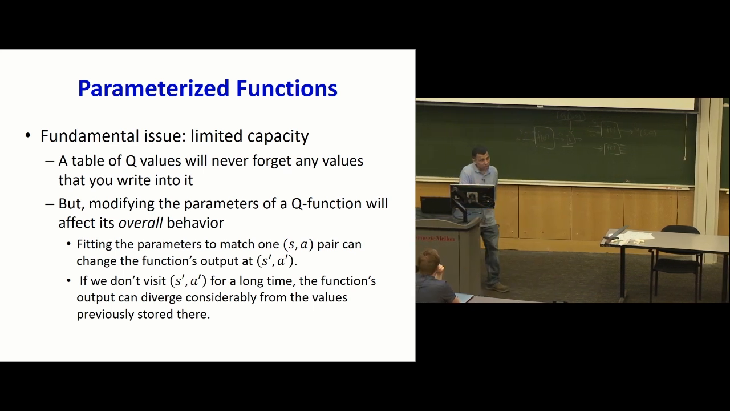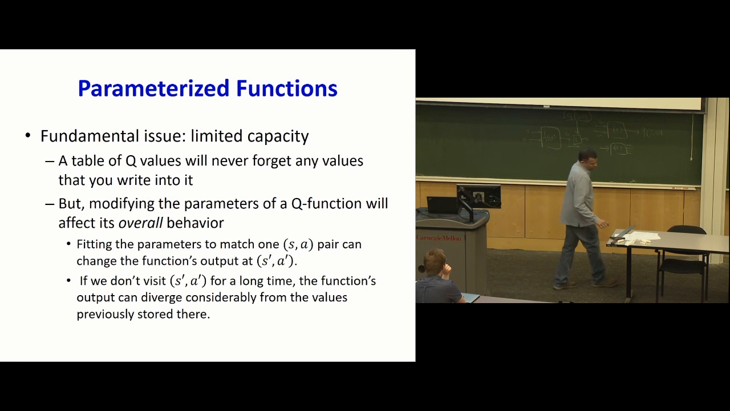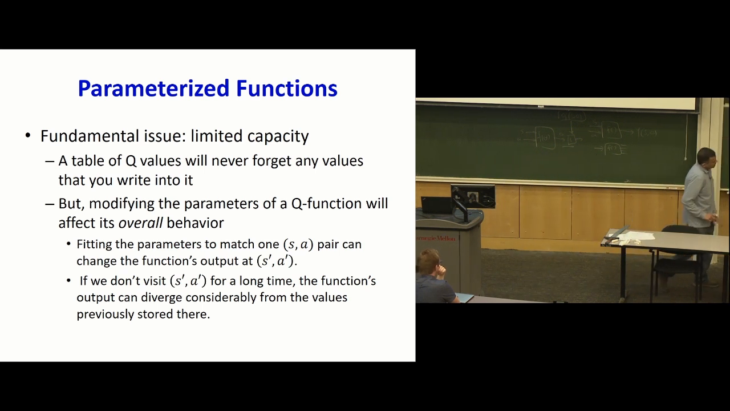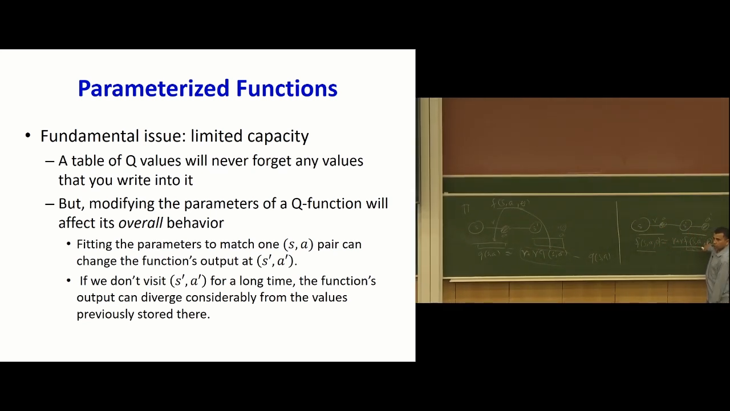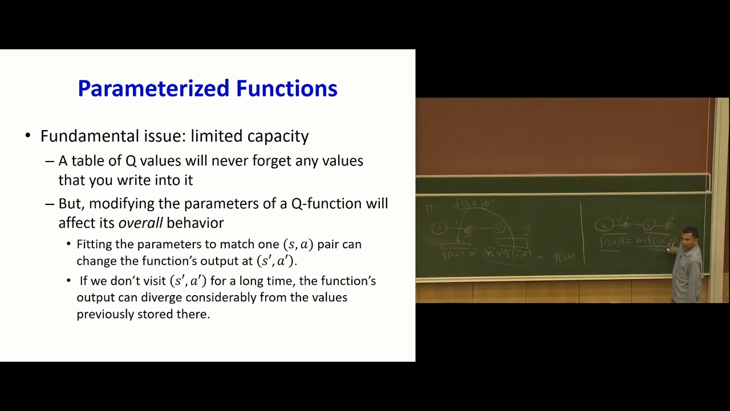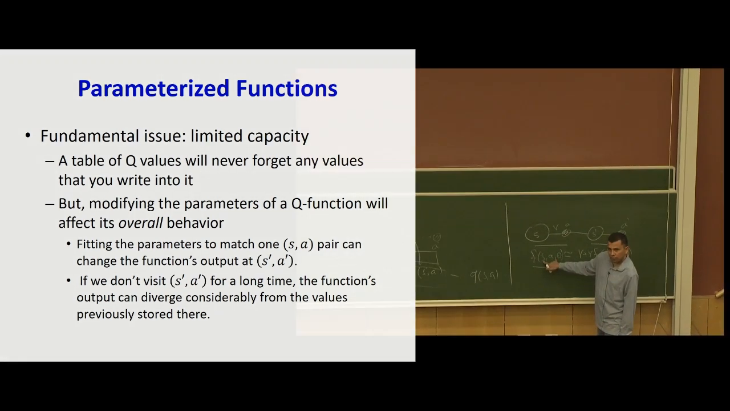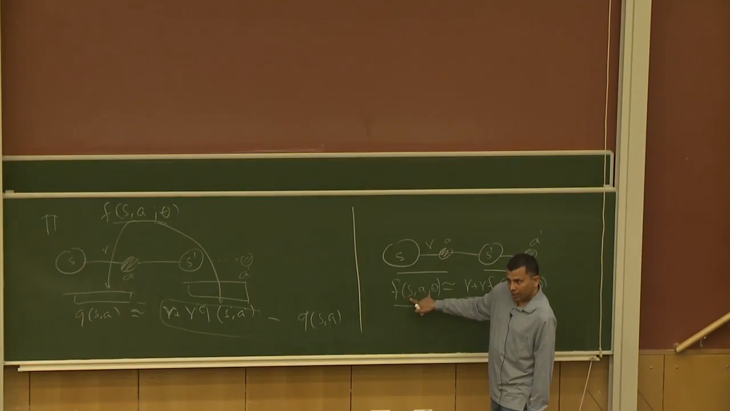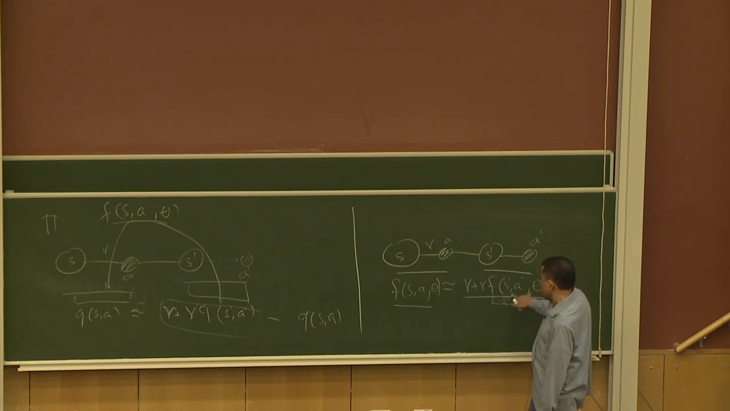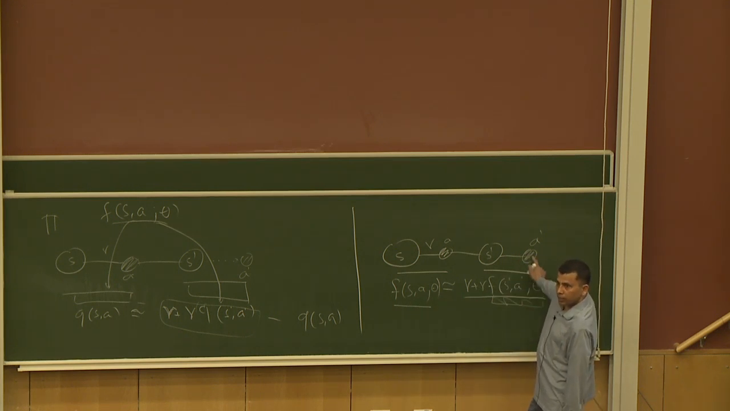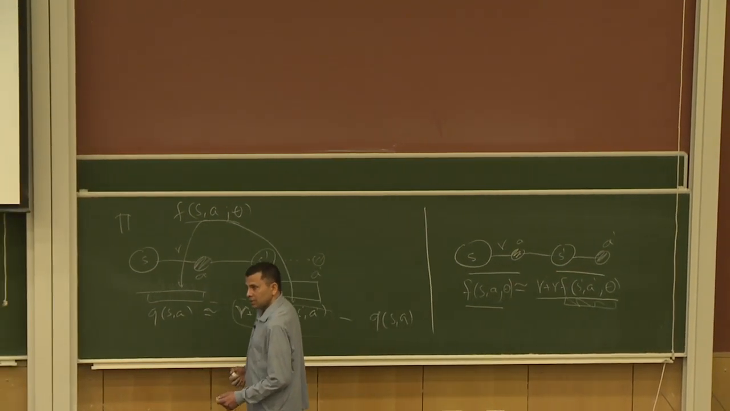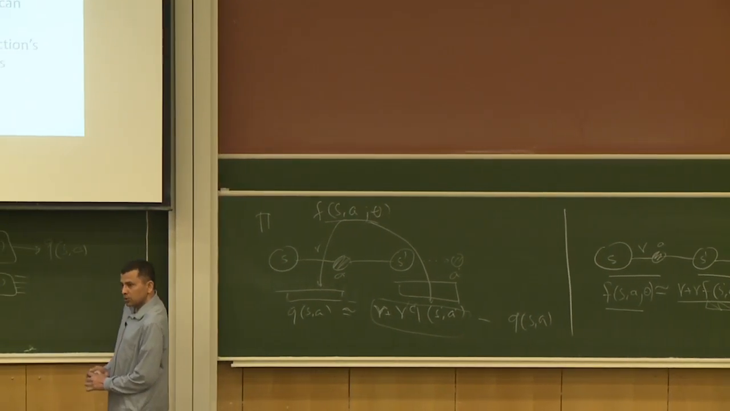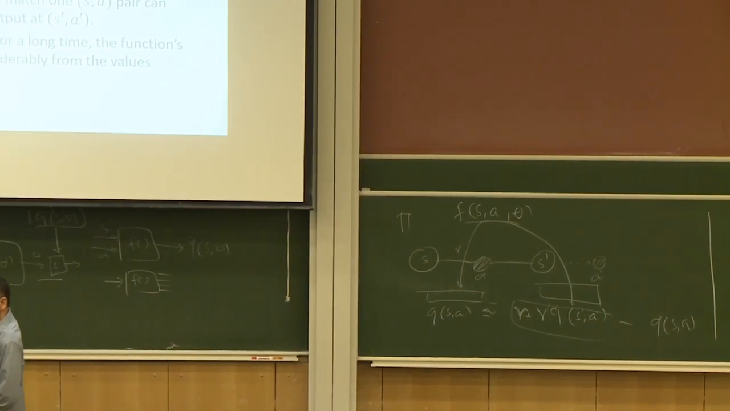But on the other hand, when you have a function, what I mean by this is that if I update this guy in a table, this one is not going to change. But if I'm using a function, if I update the parameters to improve this one, because the same parameters are also being used here, this guy too is going to change. So you have a moving target. Your target itself changes as a result of your update procedure. And this ends up being a problem.